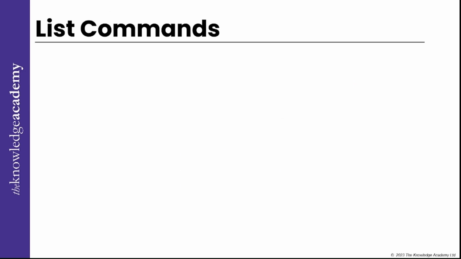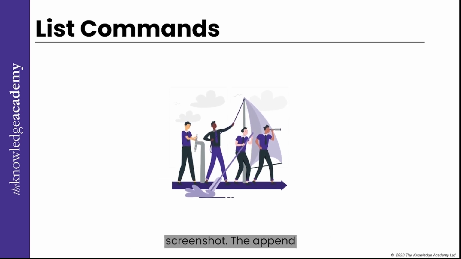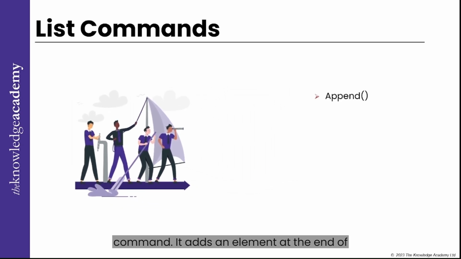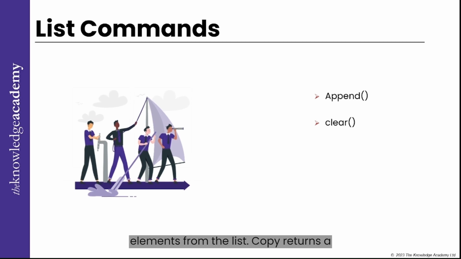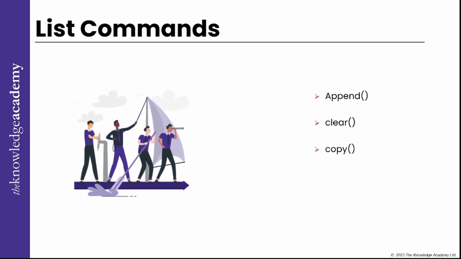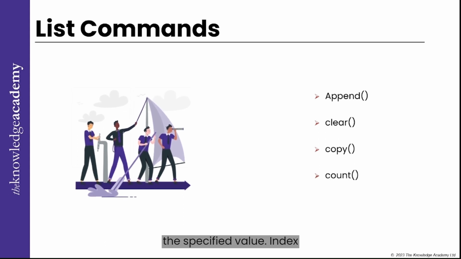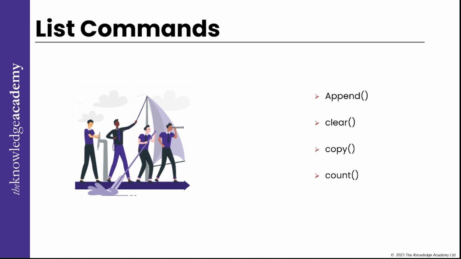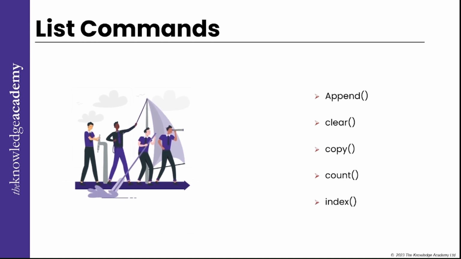List commands. These are the commands for your reference. Please pause the video and do not hesitate to note it down or take a screenshot. The append command. It adds an element at the end of the list. Clear. It removes all the elements from the list. Copy. Returns a copy of the list. Count. Returns the number of elements with the specified value. Index. Returns the index of the first element with the specified value.